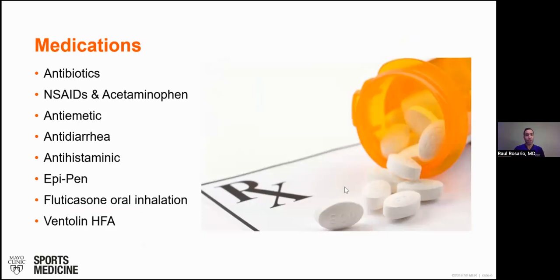Some pain medication like NSAIDs or acetaminophen, antiemetic, antidiarrhea, antihistaminic. Those are very important when you're traveling to places where the water quality may not be good and you can have some episode of diarrhea in some players or coaches also. EpiPen, like I said, albuterol and oral fluconazole are things that I like to take.